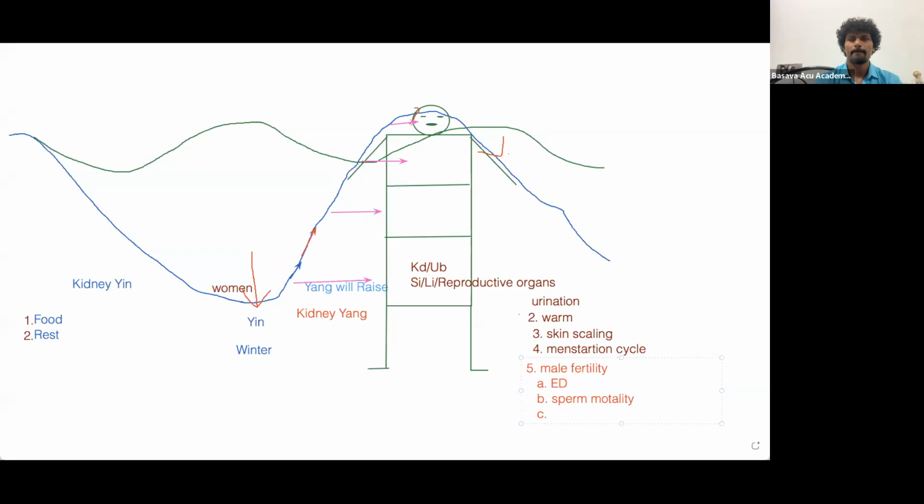Here, yang is the one which controls the function of male fertility. And yin is also required, of course. What we say is, premature ejaculation is a yin deficiency. Erectile dysfunction is a yang deficiency. And prostate gland enlargement is also a yang deficiency.